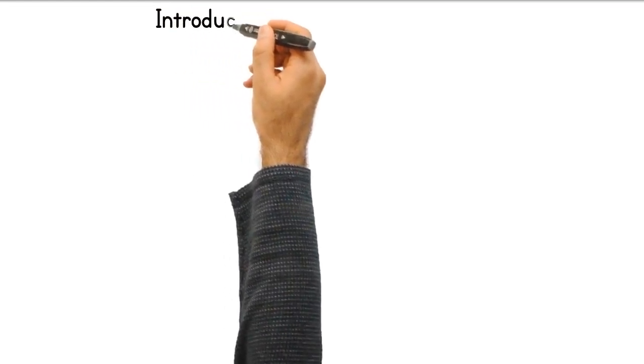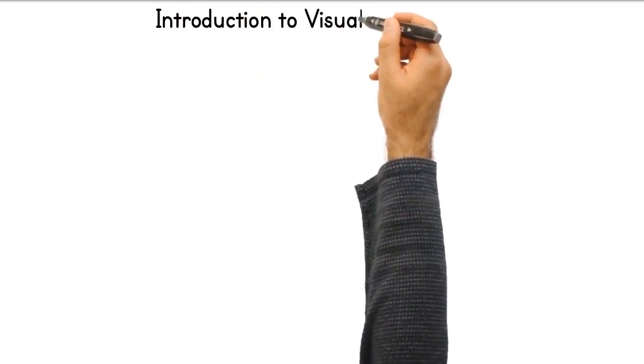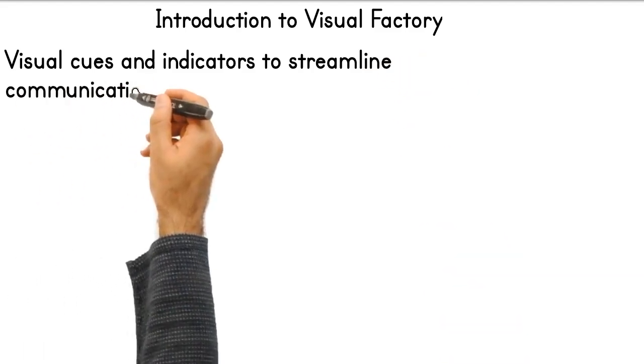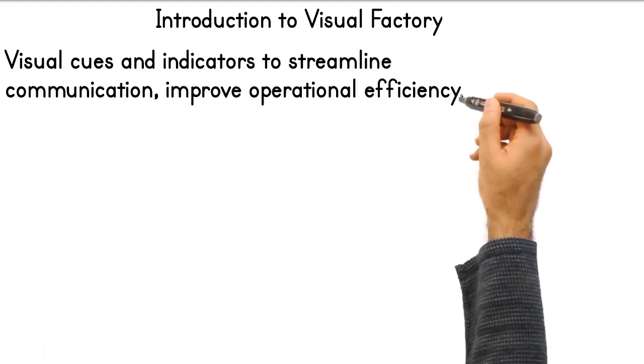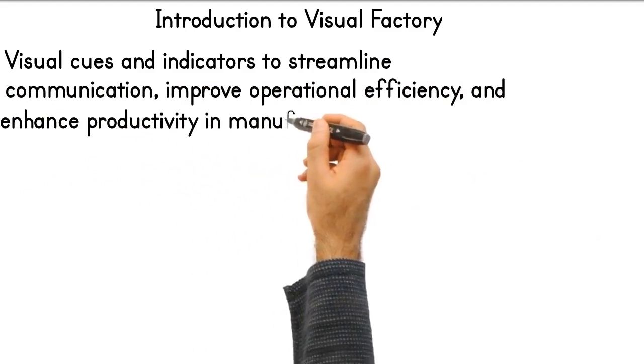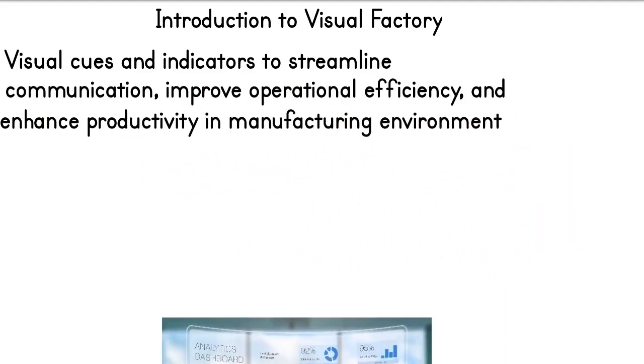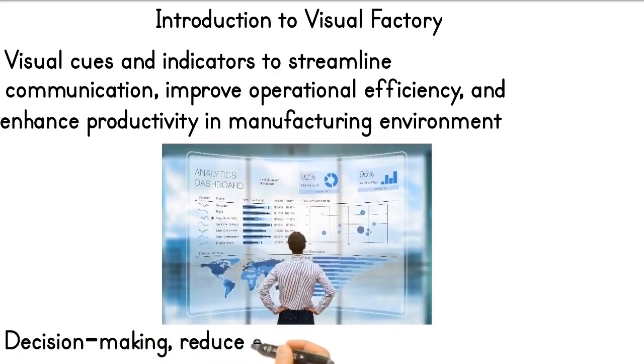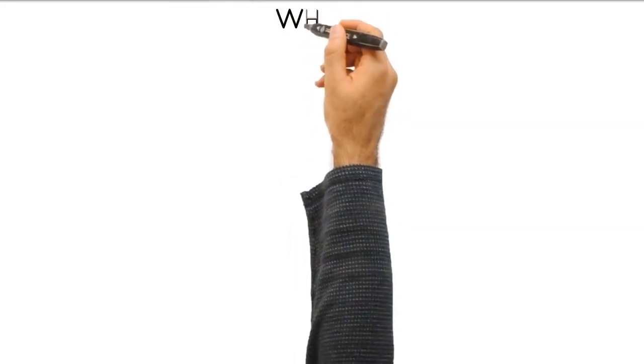The concept of a visual factory is a lean manufacturing principle that emphasizes the use of visual cues and indicators to streamline communication, improve operational efficiency, and enhance productivity in manufacturing environments. By making information easily visible to everyone on the shop floor, a visual factory helps foster quick decision-making, reduce errors, and promote continuous improvement. What is a visual factory?